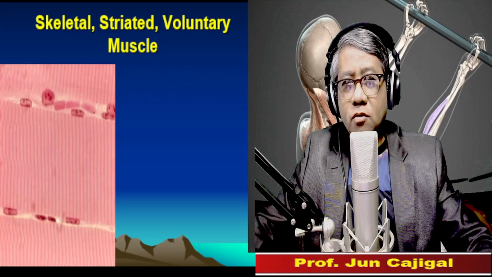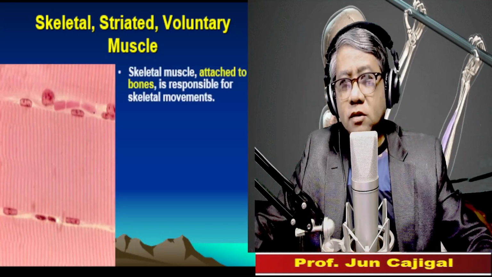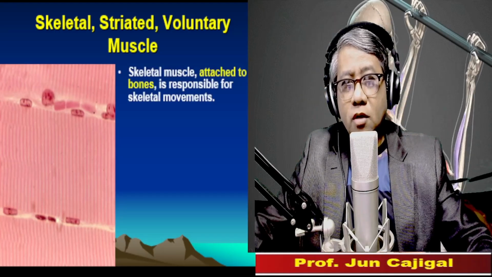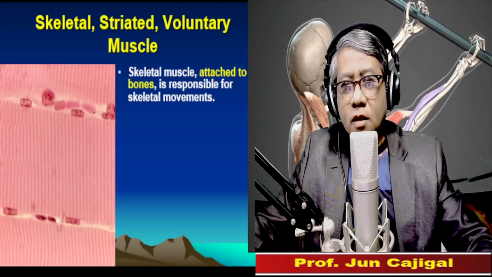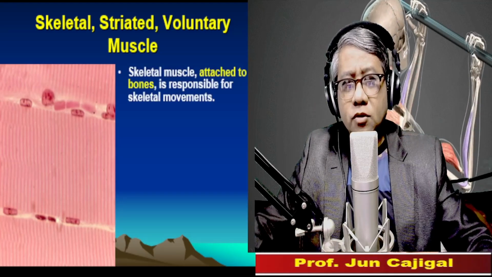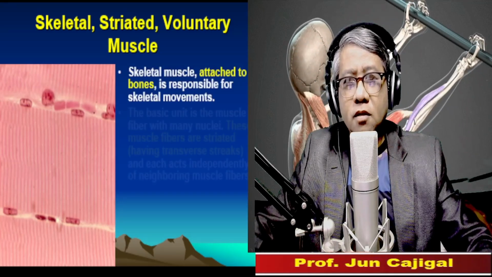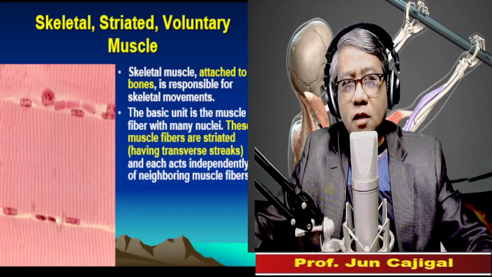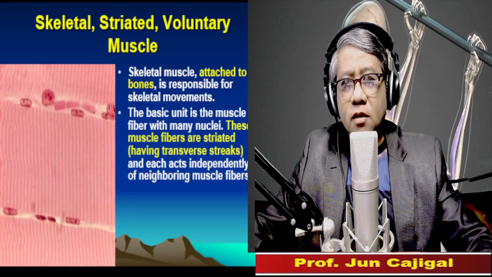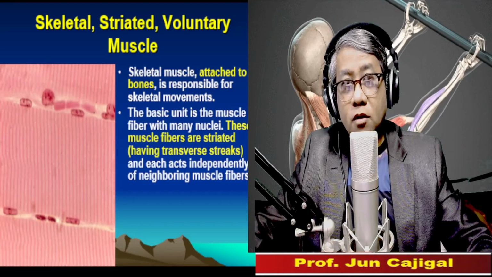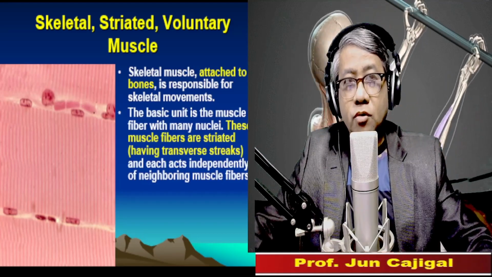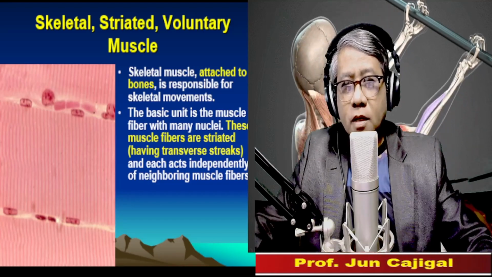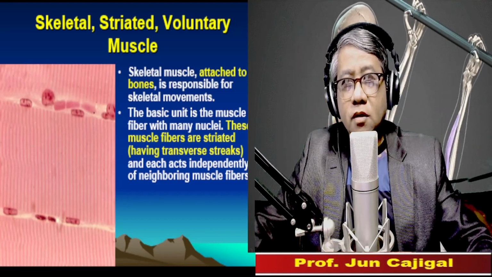Now, the muscle is called skeletal because this type of muscle is attached to our bones or our skeletal framework. And the skeletal muscle is responsible for skeletal movements. And the basic unit of this type of muscle tissue is the muscle fiber with many nuclei, or in short, this muscle tissue is multi-nucleated. These muscle fibers are striated.